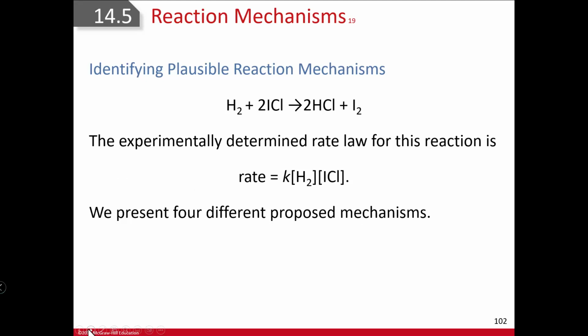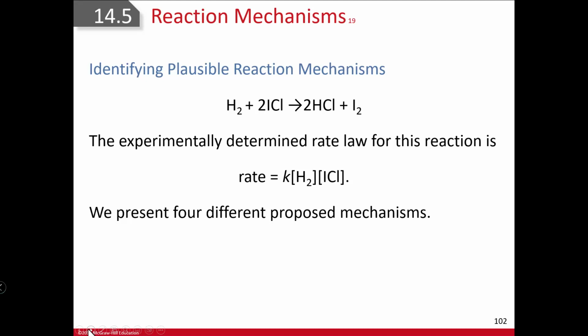So we have the overall reaction. Hydrogen reacts with iodo chloride. That forms 2 moles of hydrogen chloride, and we have iodine formed, diatomic iodine. The rate law that has been determined experimentally is equal to K times the concentration of the hydrogen, first order, and the concentration of the iodo chloride, first order.